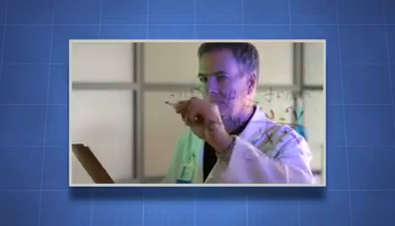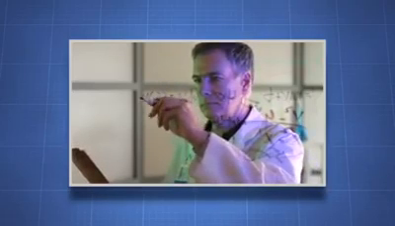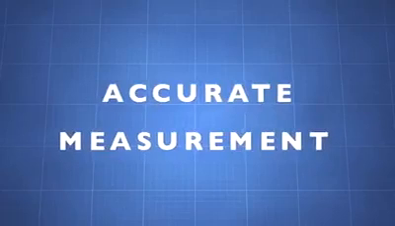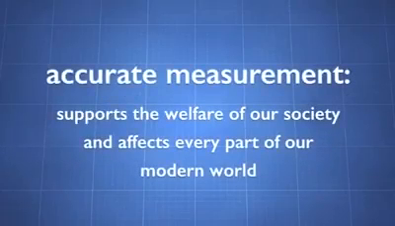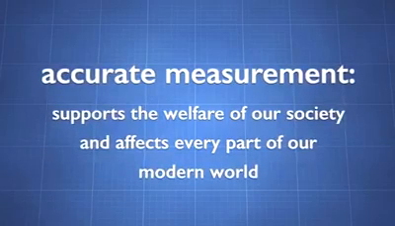In science, inaccurate measurement can lead to systematic errors that can bias data. In turn, biased data can lead to erroneous conclusions. Let's learn more about accurate measurement. Accurate measurement supports the welfare of our society and affects every part of our modern world.